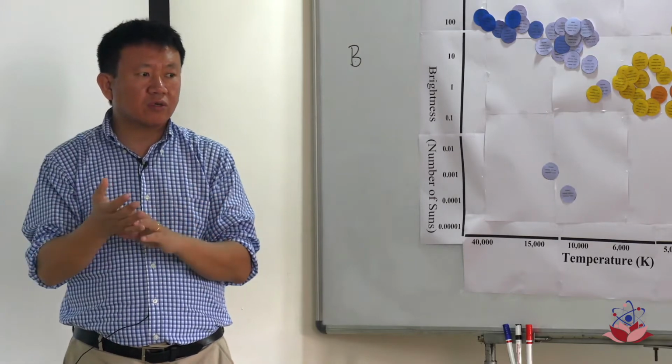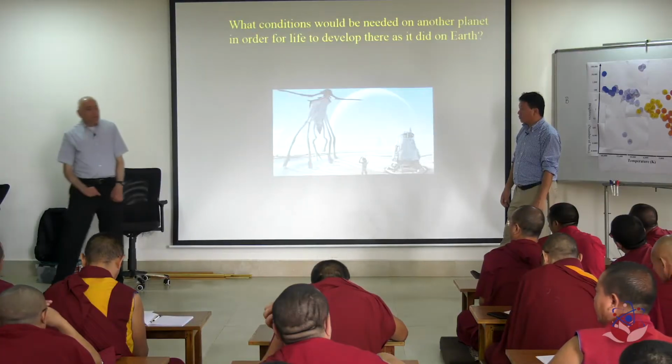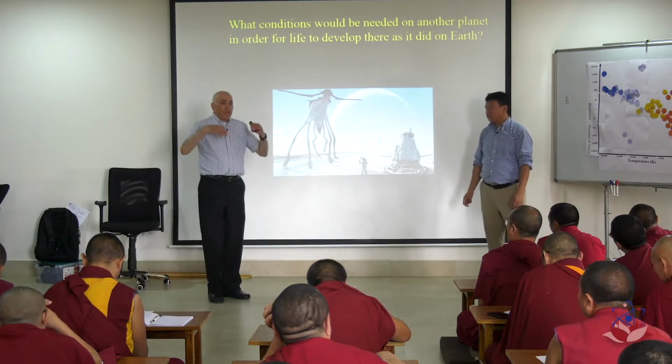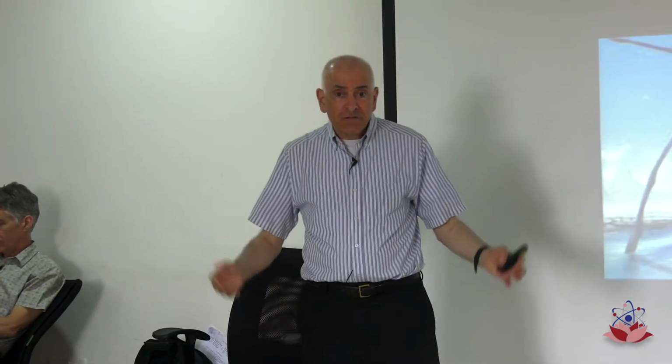So, if life needs billions of years to develop advanced life like us, we like to think of ourselves as advanced, we need to have stable conditions on the planet for billions of years.